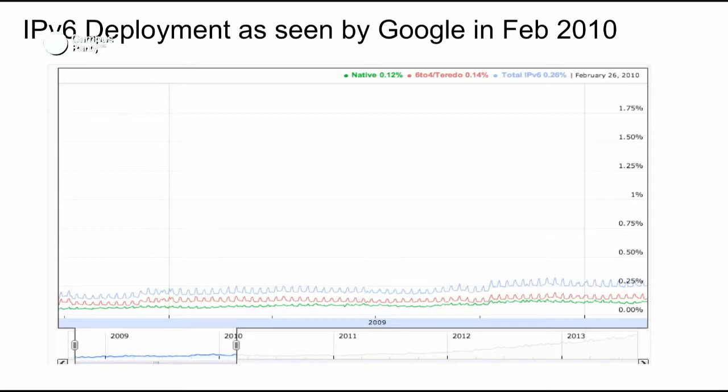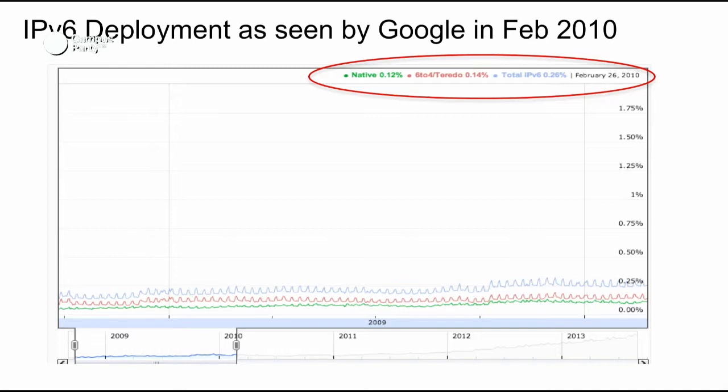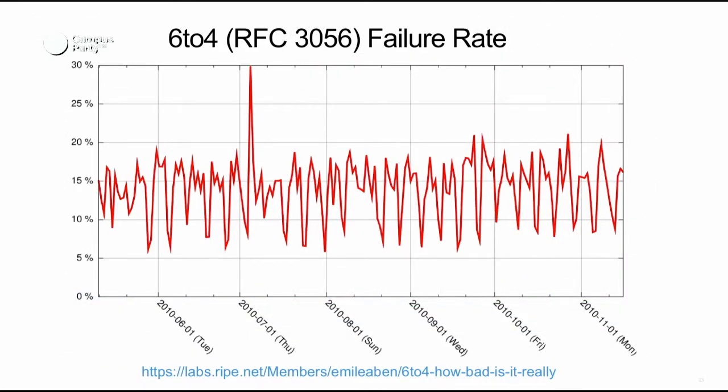But what's even worse here is that red line is this thing called 6-to-4 and Teredo. It was built into Windows clients, into Macs, into some home routers to try to fake out and give you V6 without having V6. They thought they were doing a good thing, best intentions. And in fact, there was more of that 6-to-4 and Teredo out there than was native. This green line is the native IPv6. And 6RD is actually included in that. Well, it didn't exist yet, really. But the green line is the native stuff. So we had more of this fake V6 than we had native, real, operational V6. Now, why is that a problem? Take a look at the stats behind 6-to-4. This was a study done by Emil Ebin at RIPE.